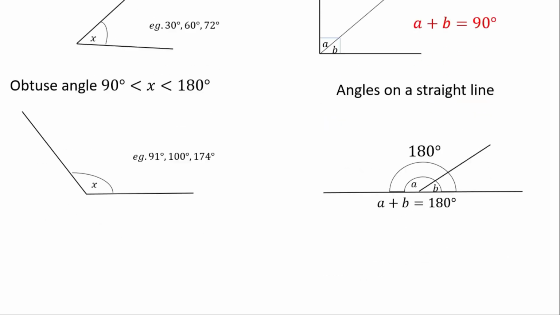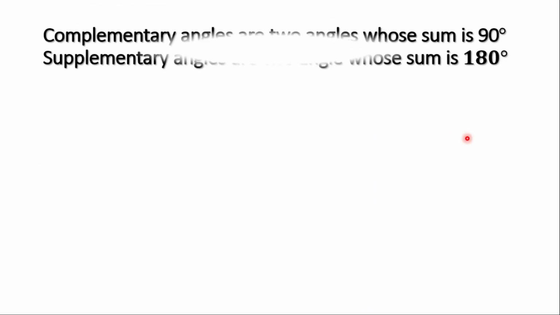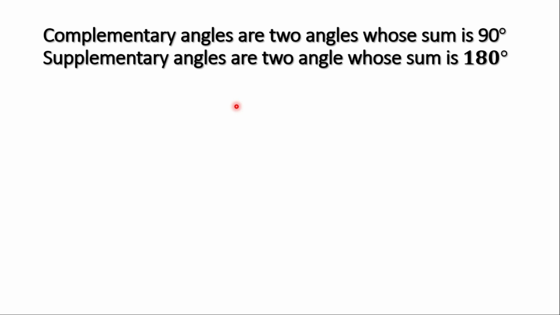Now, we have supplementary angles. They are two angles whose sum is 180. So we have any two different angles. When you add them, it gives you 180. Then it is called a supplementary angle. An example is angles on a straight line. It's a supplementary angle. Then we have another type of angle which is a reflex angle.